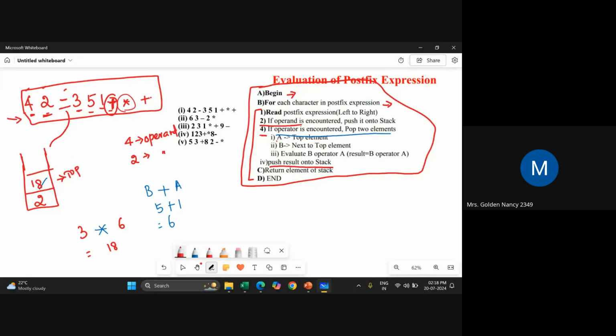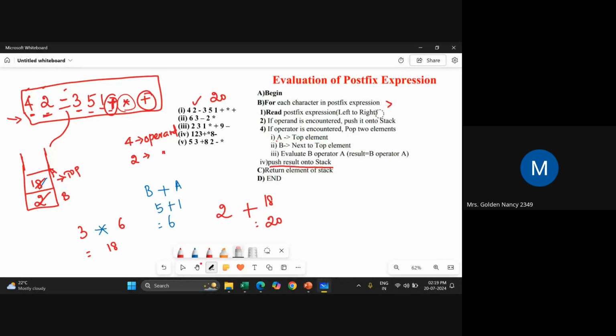Last is plus. So again, you got an operator. So you have to pop two elements from the stack. This is A and this is B. So 2 plus 18 is equal to 20. So the evaluation of the postfix expression for the particular expression, the answer is 20. I hope you understood this. By following this particular algorithm, you can solve this converted postfix expression into an answer.